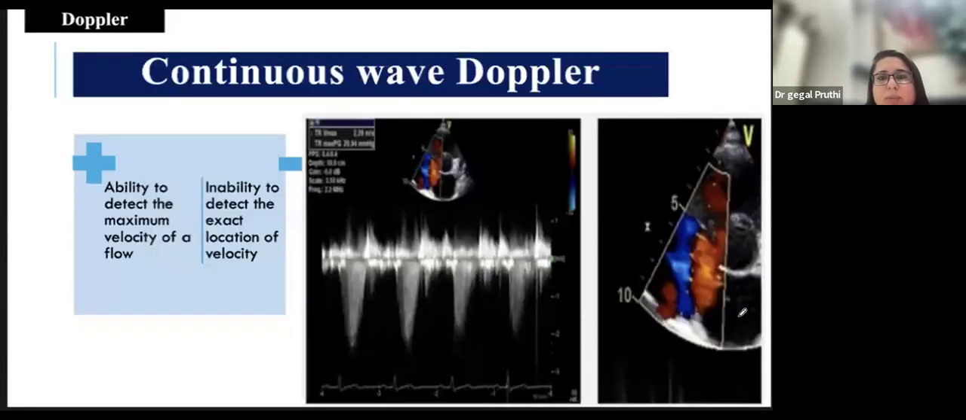Coming to continuous wave Doppler, as there are two crystals in continuous wave Doppler, there is no need to wait. It means there is no limitation of pulse repetition frequency and also no Nyquist limit. Higher velocity flows can be determined in continuous wave Doppler, but the drawback is that you do not have a sample volume, so there is an inability to detect the exact location of the velocity.